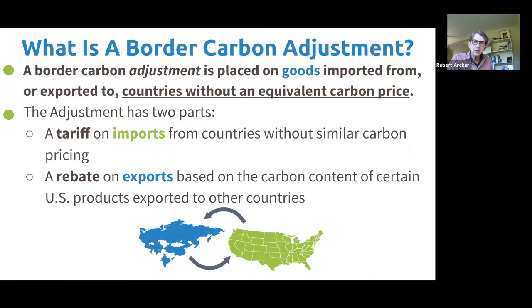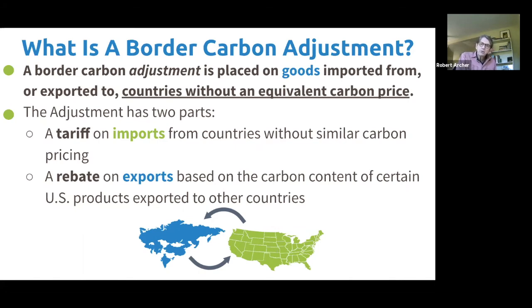The terms duties, tariffs, and levies are often used interchangeably. So let's use Brazil as an example. Assume the US has a carbon fee and Brazil doesn't. So the adjustment has two parts: a tariff on goods imported from Brazil, where there's no equivalent price on carbon, and a rebate on US exports to Brazil. A Brazilian firm doesn't have to pay a carbon fee and has an unfair advantage over its US competitor. It can export to the US and undercut the US firm that has higher costs due to the fee.